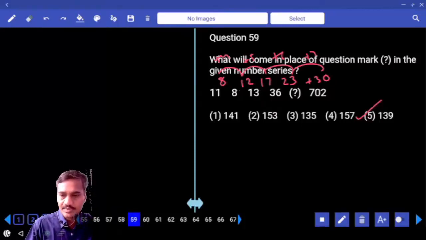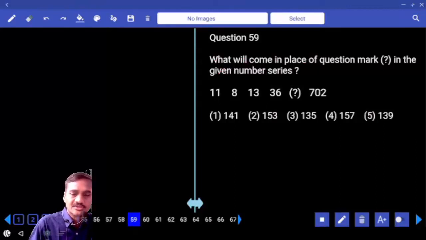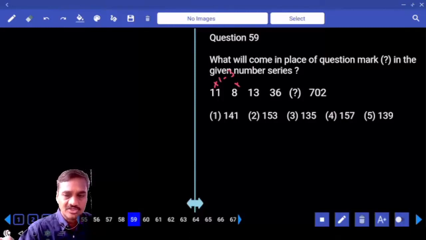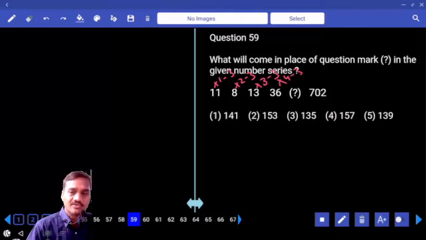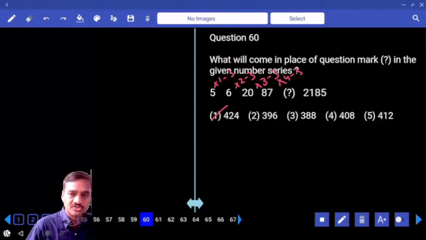Then 59. Now 11, 8, 13, and so on. Into 1 minus 3, this is one possibility, and into 0.5 plus 2.5, this is another. Again, there are two different possibilities for this. Now into 1, minus how much? Minus 3. And this is into 2, minus 3. Now 13 and 36, into 3, minus 3. Next one into 4 minus 3. And 144 minus 3, 141, choice 1. Into 1 minus 3, into 2 minus 3, into 3 minus 3 and so on.